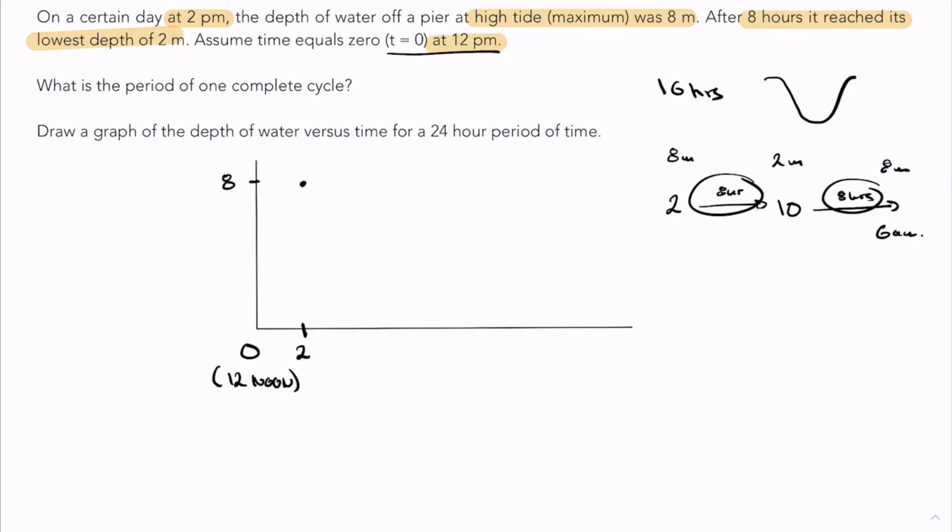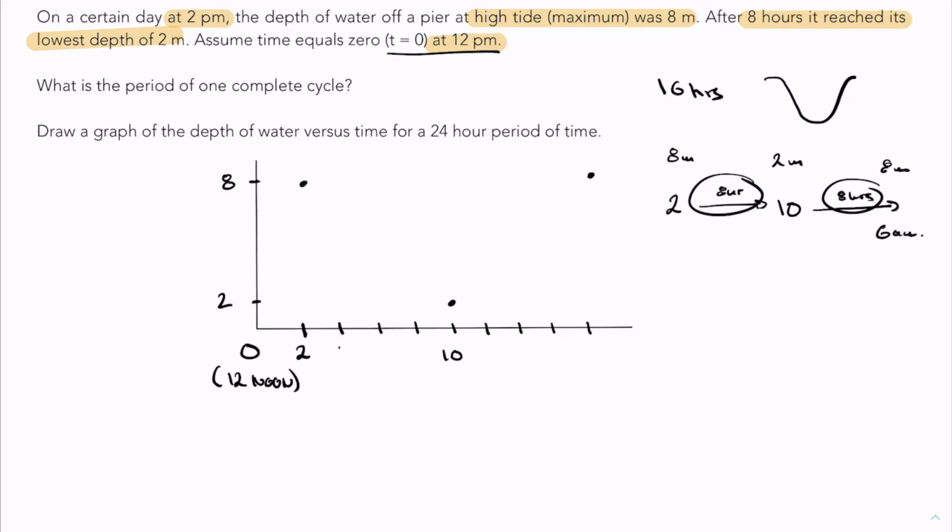So over here. After 8 hours, so that's going to bring us to 10. So 2, 4, 6, 8, 10. We're going to have the low tide, which is going to be 2 meters over here. And then after another 8 hours, we're going to have high tide again. So that is 10, 12, 14, 16, 18. And that'll bring us up over here.